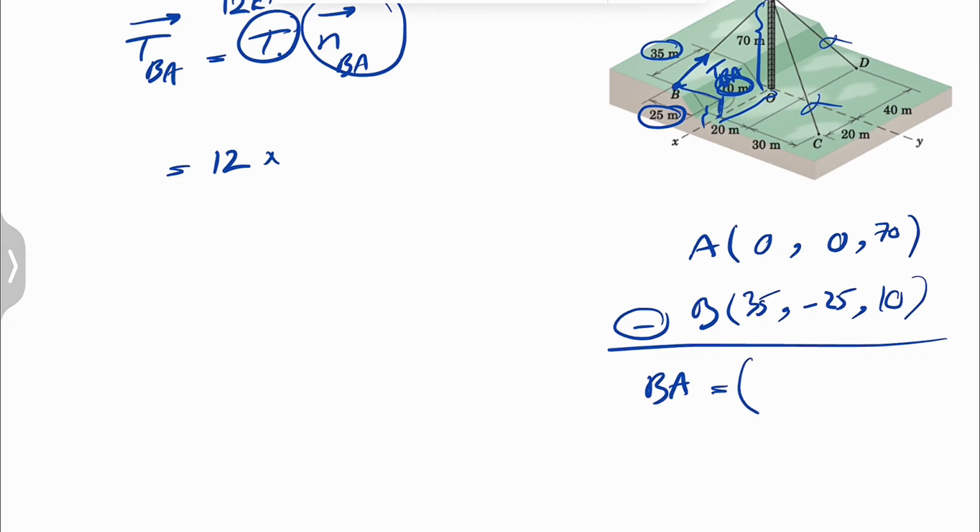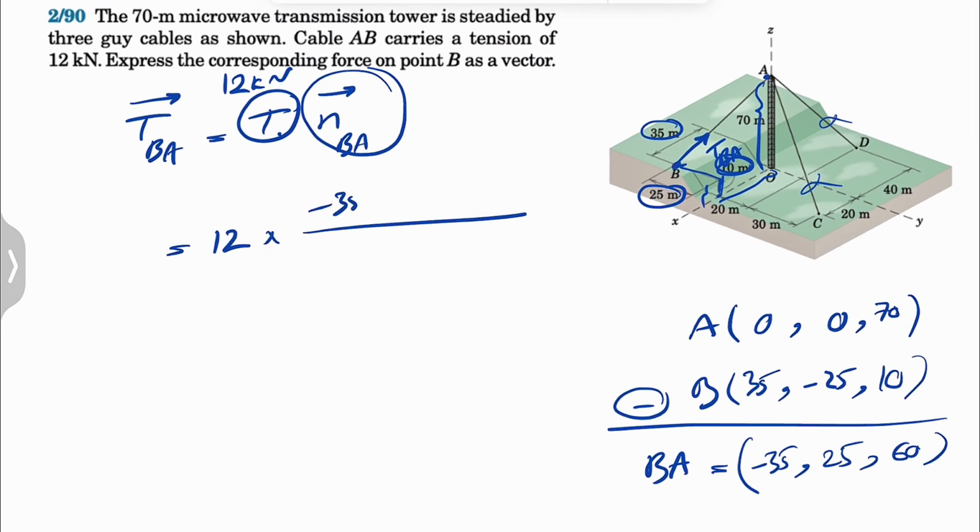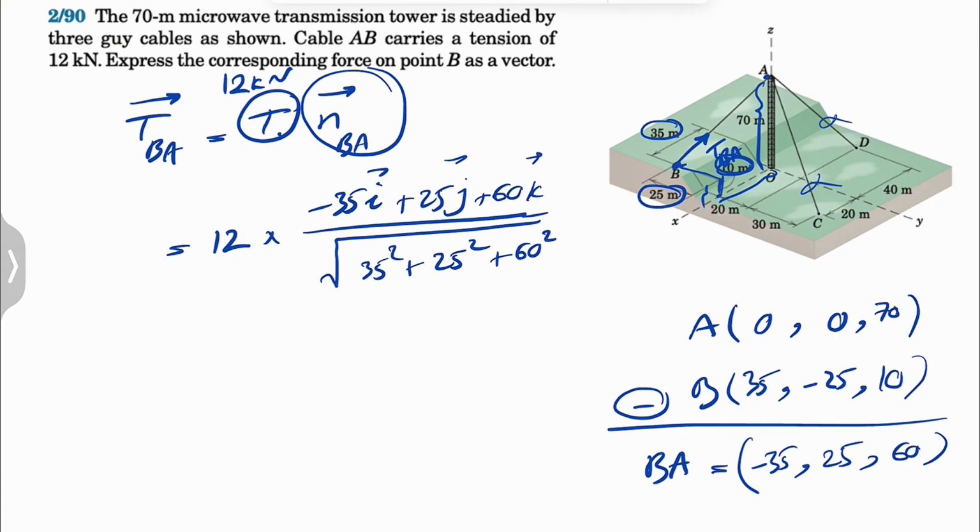So very simple: 0 minus 35, negative 35; 0 minus negative 25, 25; and 70 minus 10, that's going to be 60. That's going to be our ratio in here: negative 35 i plus 25 for the y component, j, and plus 60 k. And once we figured it out, the denominator is pretty straightforward. What's the magnitude of the vector that we have in the numerator? So square root of 35 squared plus 25 squared plus 60 squared.